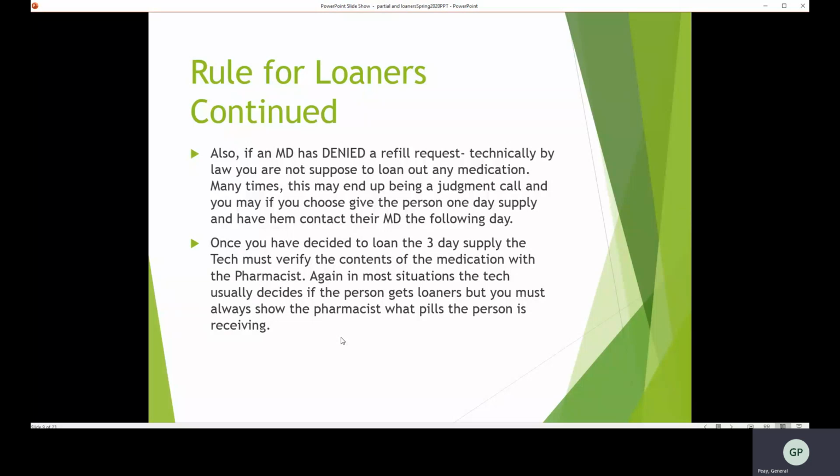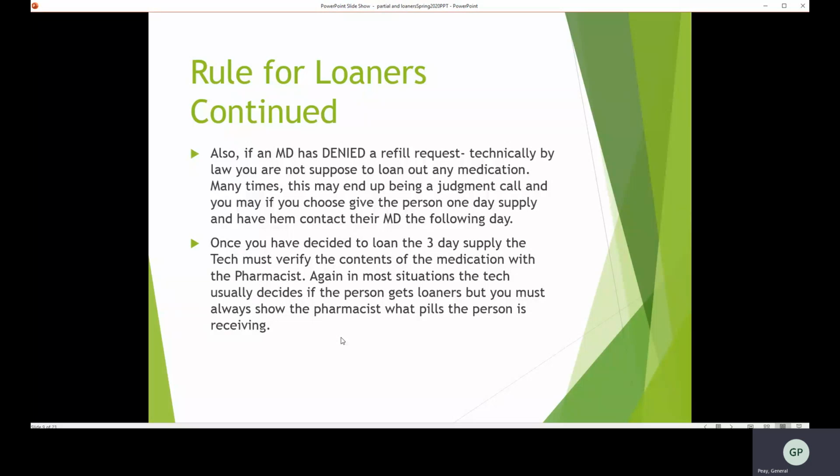So once you find out that the person's been compliant and it's a maintenance medication, you as a technician will go and retrieve that medication. You will put a 3-day supply in that bottle, but before you hand it to the patient, you will check with the pharmacist. You will show the pharmacist what loaners you're giving to the patient, because the pharmacist still has to make sure that you're putting the correct medication in the bottle.